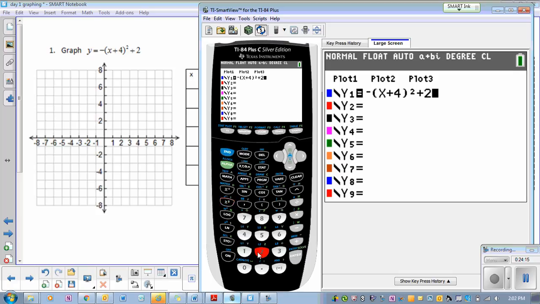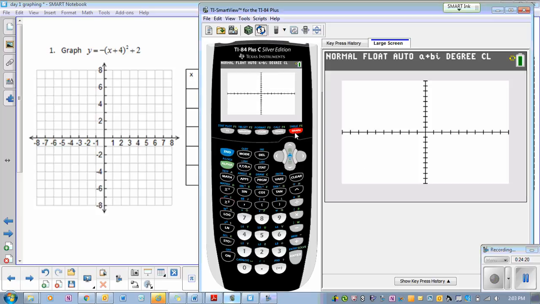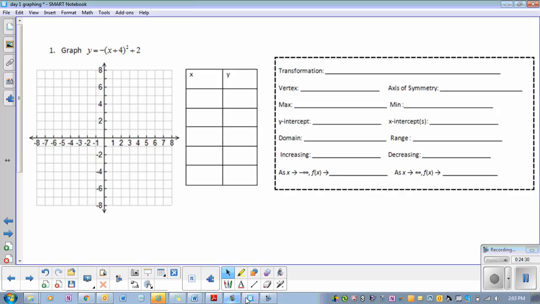Okay, let's put this into our calculator. Alright, so let's graph this and see what it looks like. Okay, does your graph look like mine? Alright, so let's just keep that there. Let's go back to our sheet.